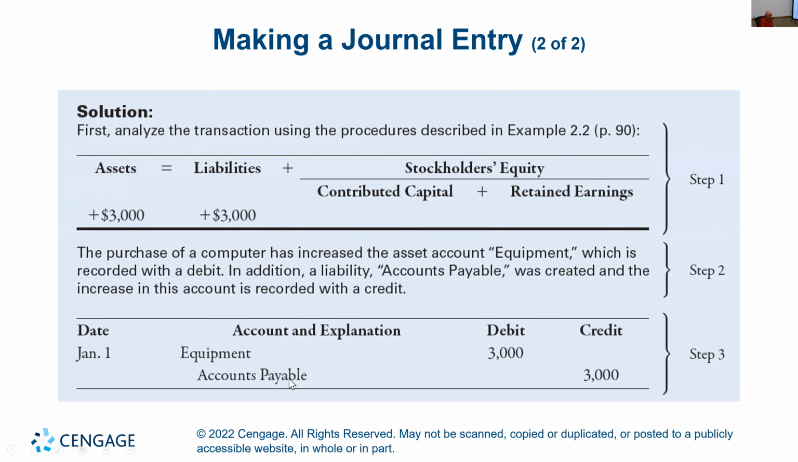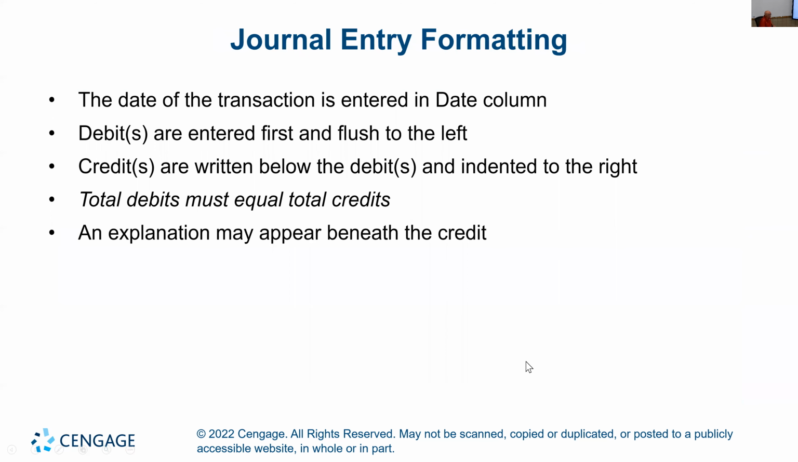And we indent our accounts payable, three or four spaces, just to note that it is a credit entry. And then we would have a debit column and a credit column for $3,000. Okay.